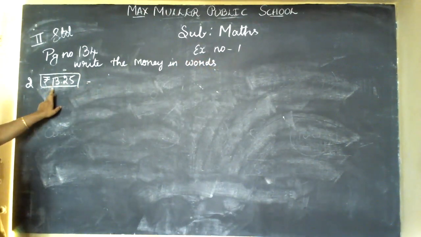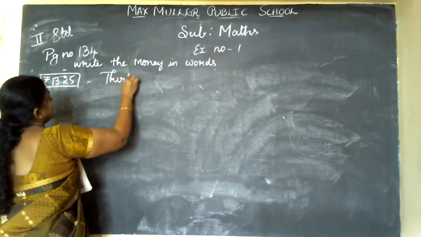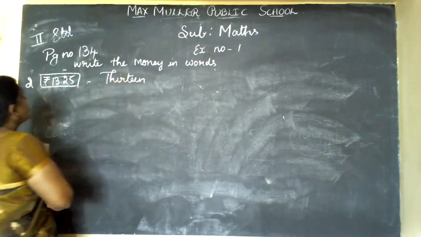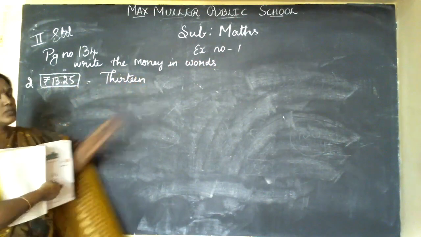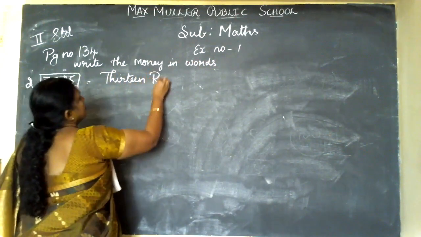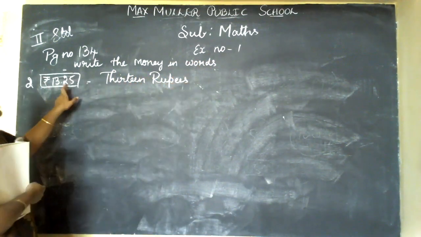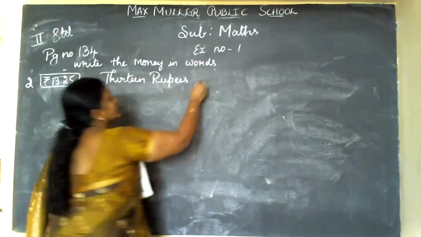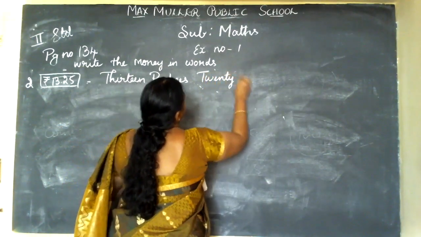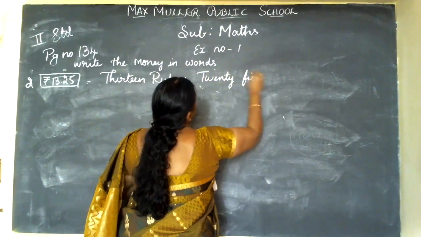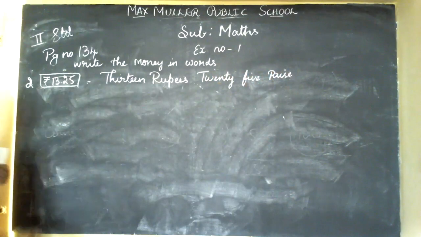Now see here, 13. 13 means spelling, THIRTEEN. 13 rupees. Here the sign is there. You want to write in the words. Rupees, RUPEES. 13 rupees 25 paise. 25 paisa. Understood, children? Like that you want to write.